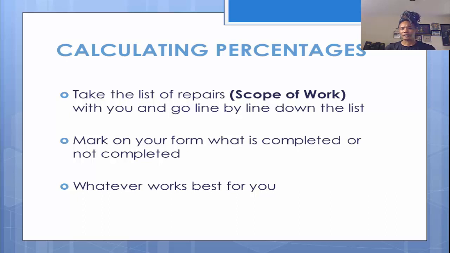But what you want to do is take your list of repairs, which is your scope, and take it with you. Go line by line down the list. Mark on your form what's completed and what's not. Whatever works best for you, okay? Again, you can print it out. You can have an editable document on your tablet. You have to determine what works best for you.